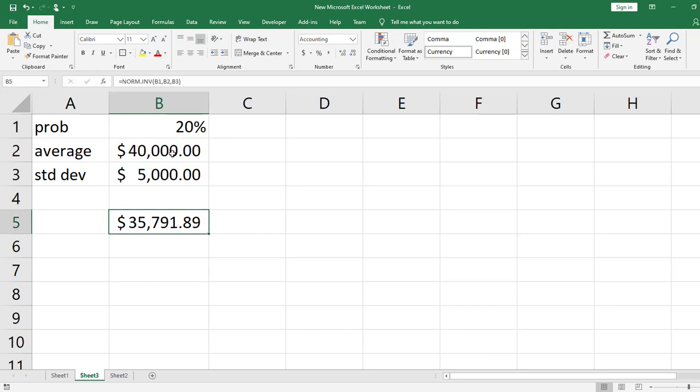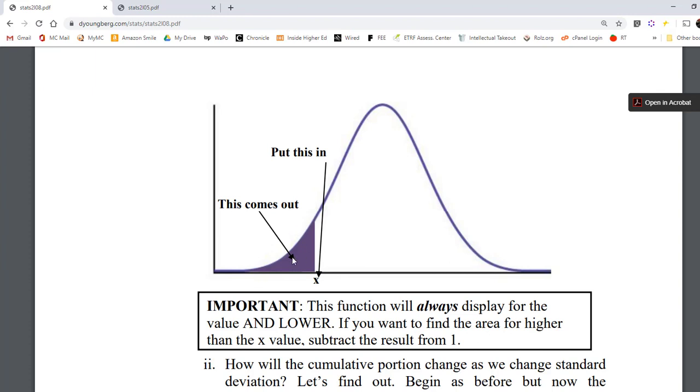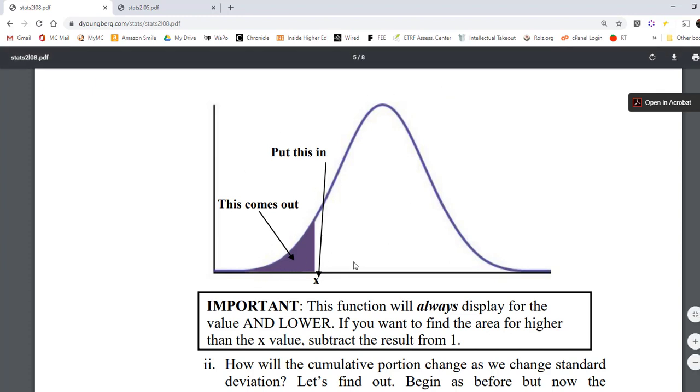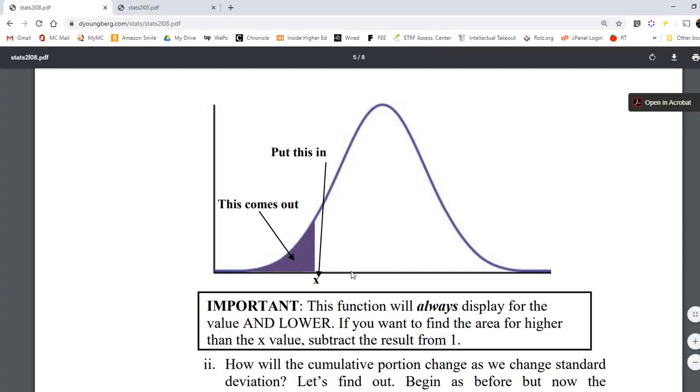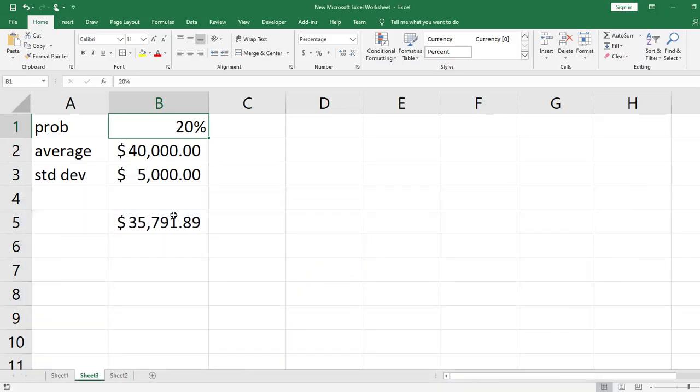Oh, we screwed up. You know what happened? Remember, this is what's always happening. We did 20%. That means we found the bottom 20%. If we wanted to figure out whom we should fire, we fire the lowest 20% of workers, the worst performing 20%, then that would be the threshold that we choose. But we want the 20% best. So again, we have to look at what area here would result in 20% over here, and that of course is 80, or 0.8. And here's our threshold of 44,208.